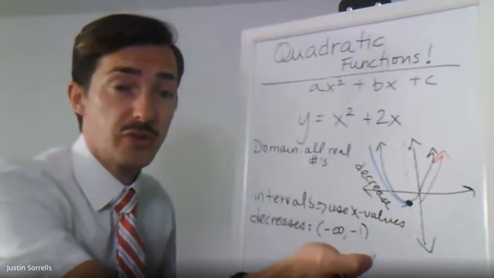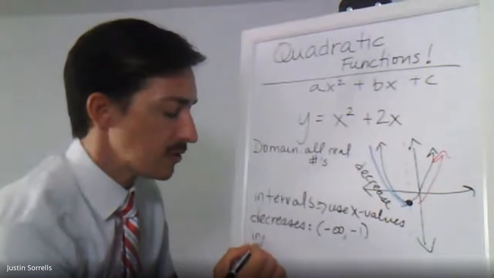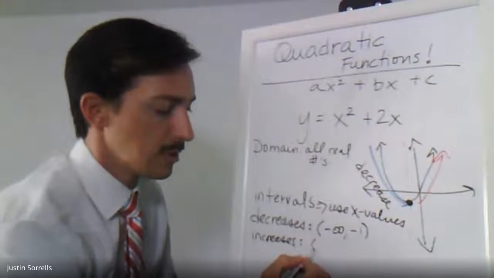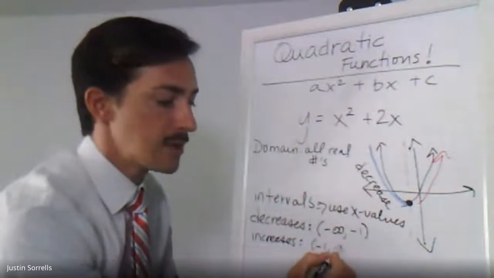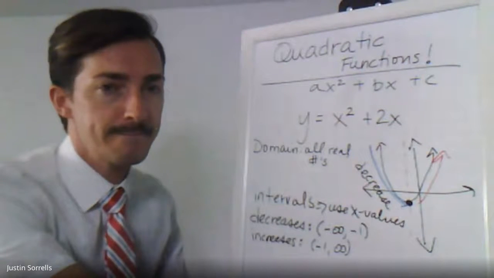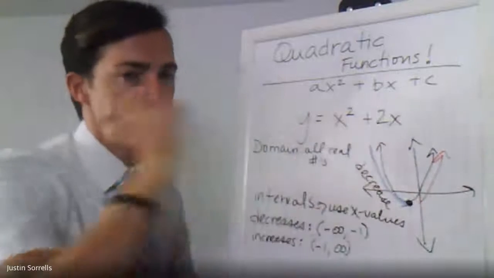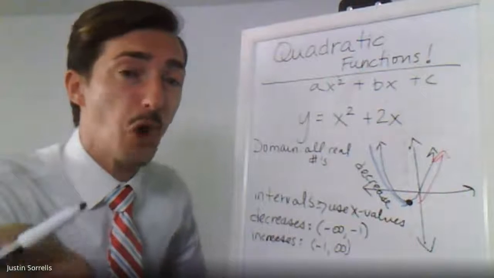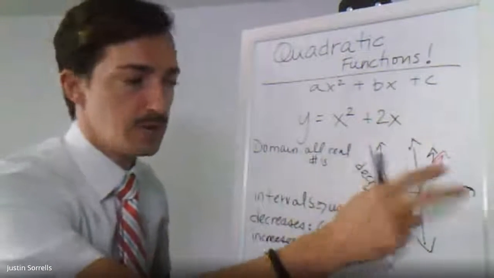And then what does it start doing? It starts going up, so it starts increasing, right? So that means it increases from -1 and it keeps going. So it increases until infinity, all right? So that's how we identify the decreasing and increasing values. Now, I'll tell you that if this graph opened down, your decreasing and increasing would flip, okay? I'll show you that in just a moment.